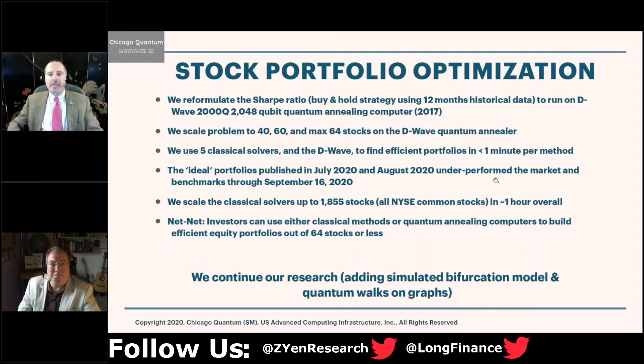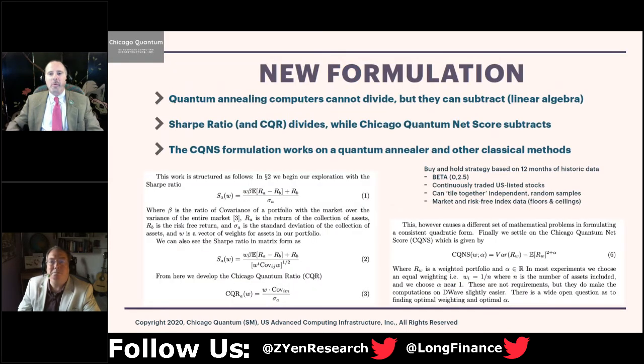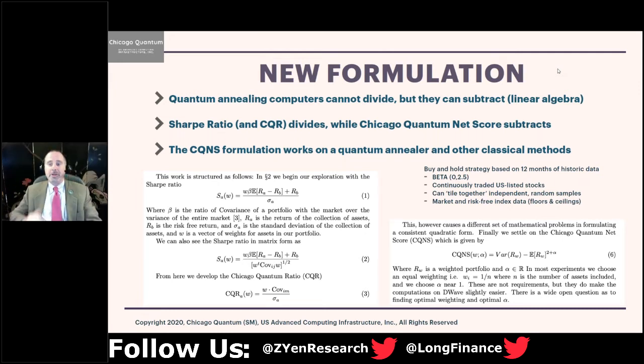Next slide, please. So what is this new formulation? Well, if you look back at the Sharpe ratio over to the left, that is the weighted portfolio with the beta of each stock times the expectation of the return from the market. Then you would add back, of course, your risk-free rate of return. You divide it all by the standard deviation. It's a great model and it works. However, it's division, and quantum computers don't divide.